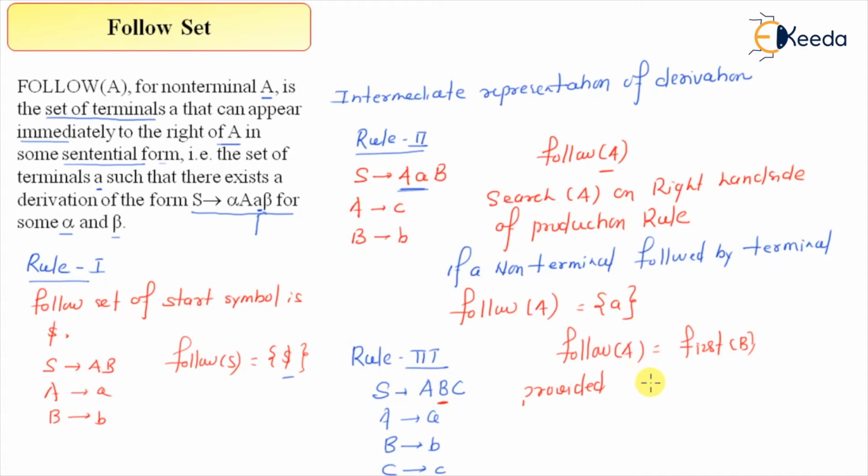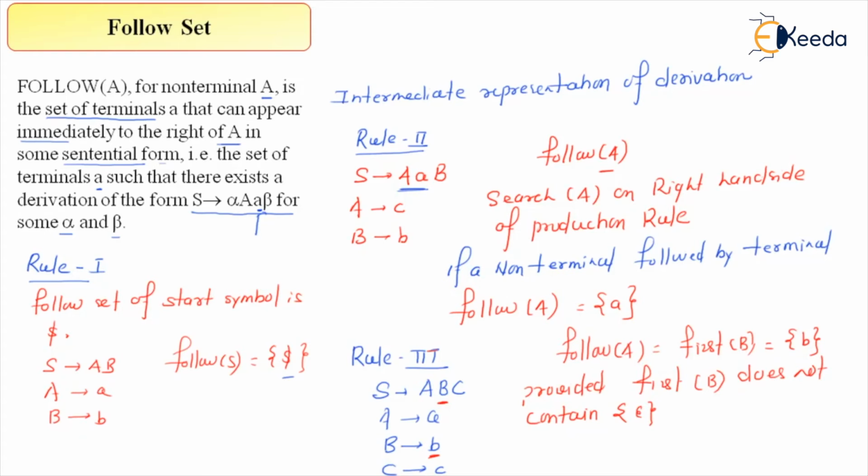Okay, so now there is a dependency, first of capital B, provided first of B does not contain epsilon, right? So here we don't have epsilon in first of B, only B symbol is there. So this statement seems to be true. And what I will write here is B. So that is your rule number 3, that says that follow of A is equal to first of B.